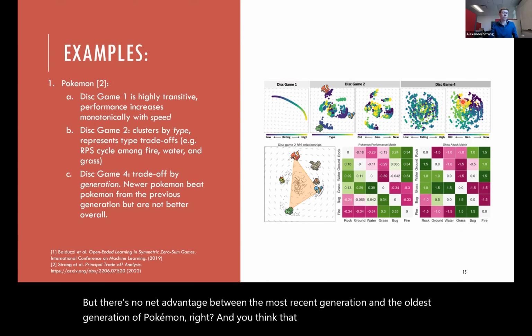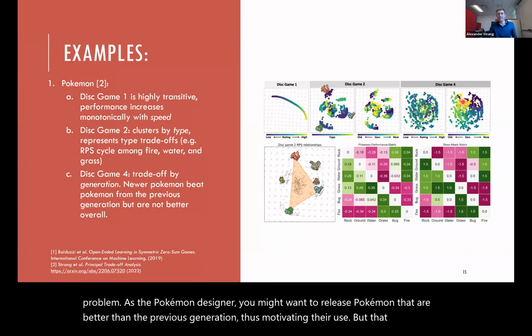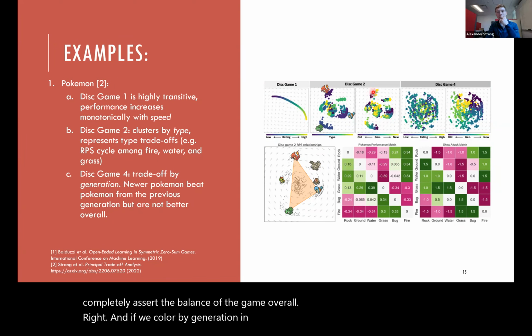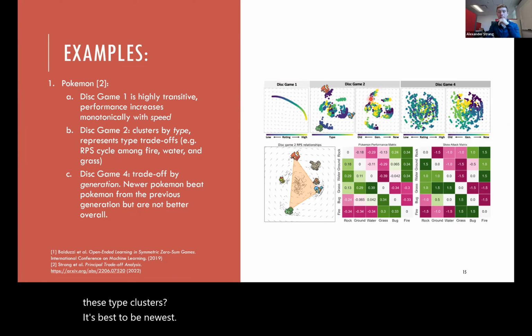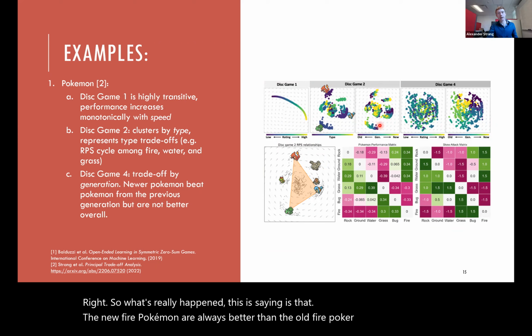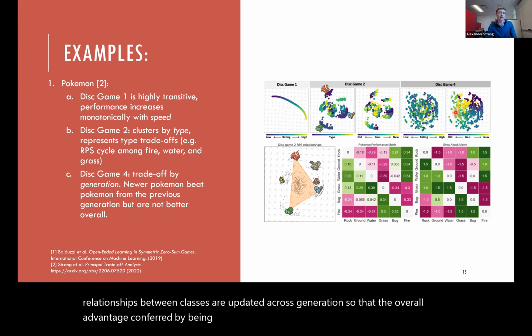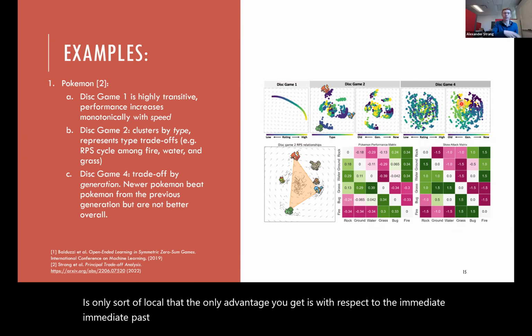And you can think that that solves a natural design problem. As the Pokemon designer, you might want to release Pokemon that are better than the previous generation, thus motivating their use, but that don't completely usurp the balance of the game overall, right? And actually, if we color by generation inside each cluster, we see that within each of these type clusters, it's best to be newest. So what's really happened, this is saying, is that the new fire Pokemon are always better than the old fire Pokemon, but the cyclic relationships between classes are updated across generations so that the overall advantage conferred by being new is only local. The only advantage you get is with respect to the immediate past of Pokemon and not the overall.